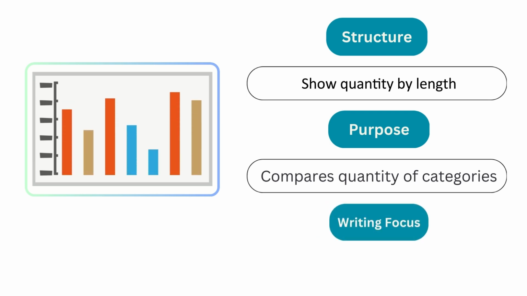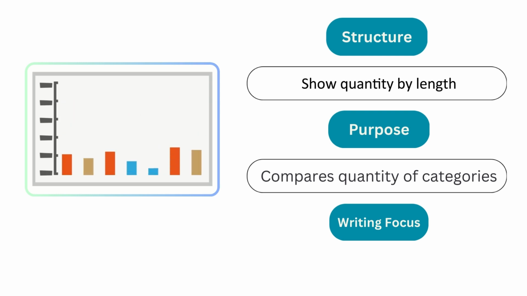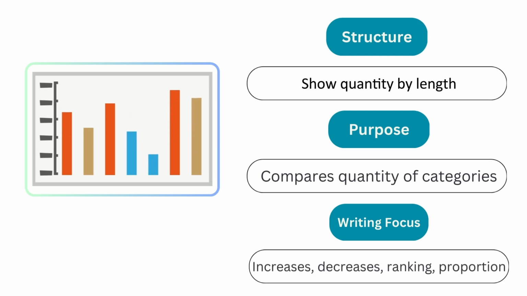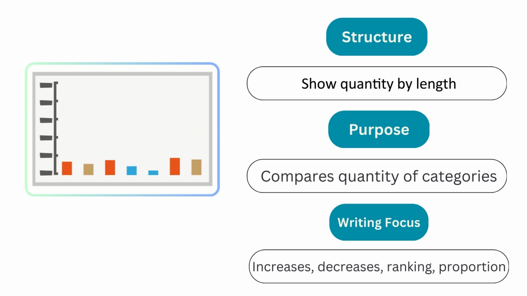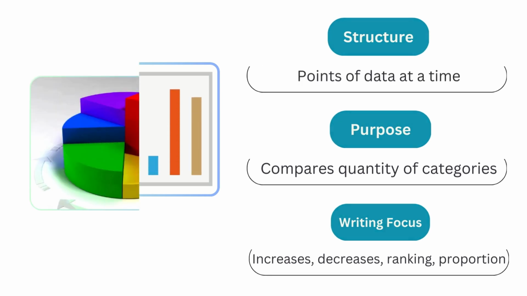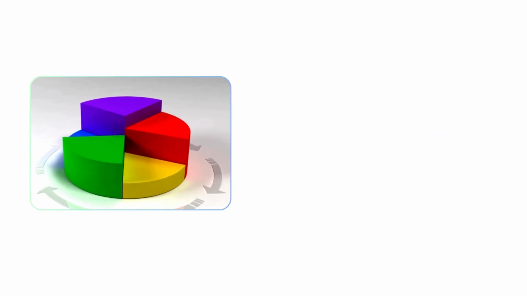Writing focus. Bar charts compare discrete categories or groups. This means your writing focus usually includes rankings, increases, decreases, and proportional relationships. For example, one value being twice or half another. Pie chart.